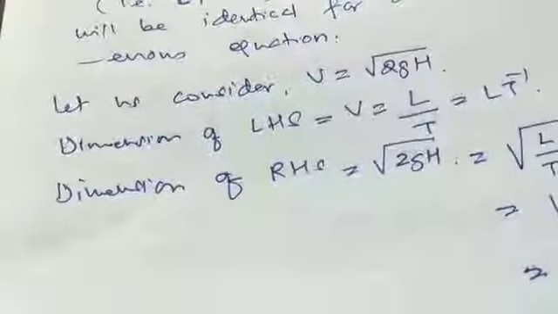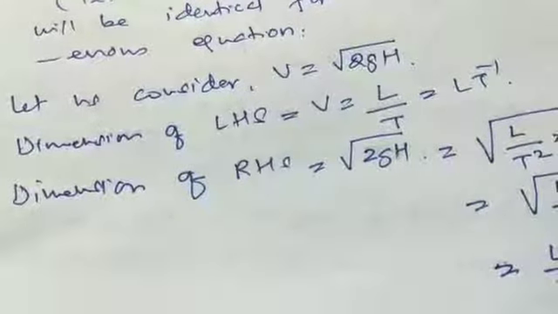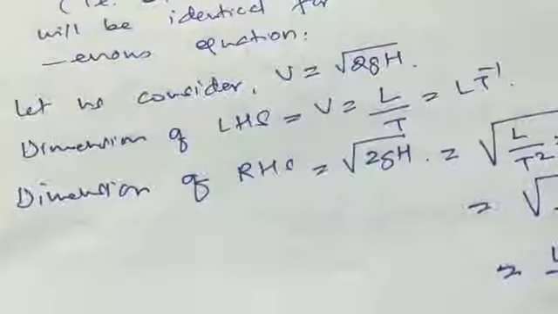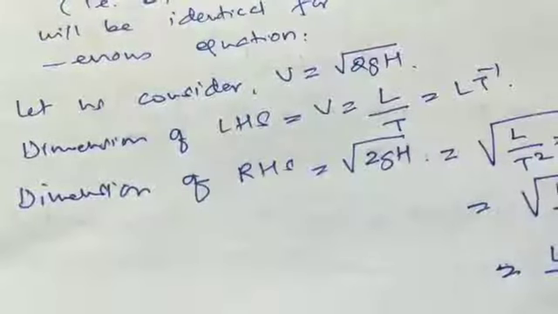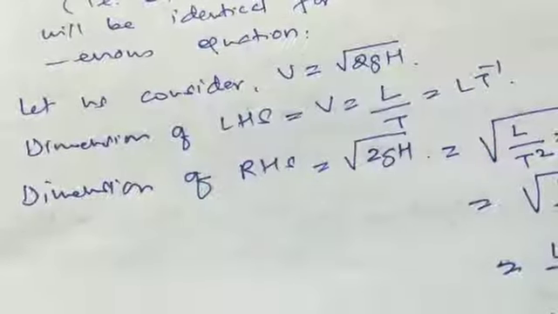Let us take an example of that. Let us consider velocity. Velocity is given by square root of 2gh. Dimensions of LHS is v. V is equal to L by t, where L is the length and t is the time. So L T raised to minus 1.